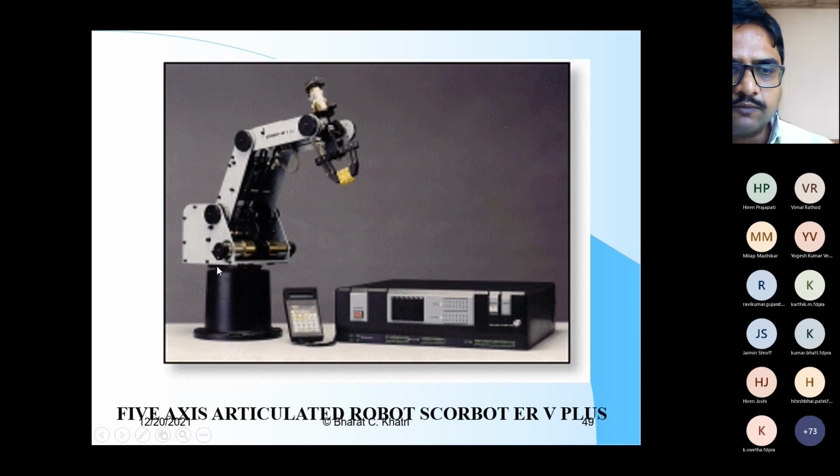Here you can see the 5-axis articulated robot, the Scorbot ER robot with its controller. This is a teach pendant control remote. You can see the fixed base is there. Here there are 2 motors. One motor will give the elbow motions, and one is at the base to rotate about the surroundings. Here the gripper is shown picking the piece.